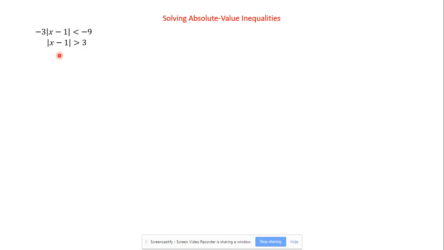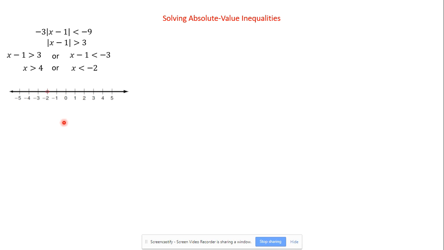And now we can split it up. It'll be x minus 1 is greater than 3, or x minus 1 is less than negative 3. Add 1 to get x is greater than 4, or x is less than negative 2. And then we can graph it. Open circles because it's just less than negative 2 and 4. And then we're going away because we want less than negative 2 or bigger than 4.